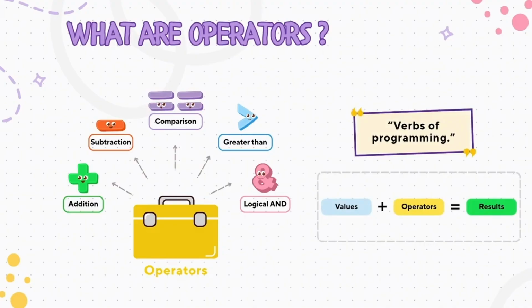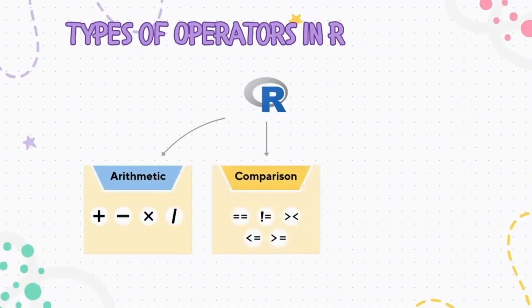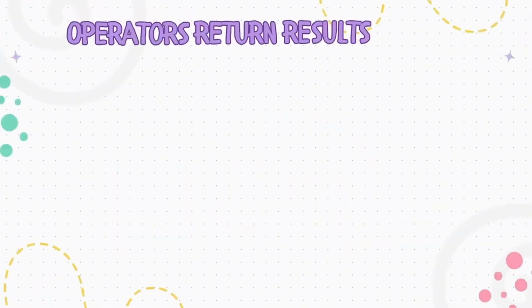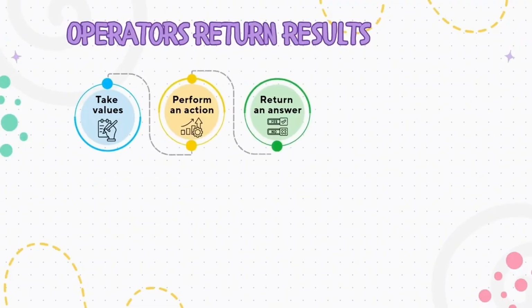Okay, now that we have a basic idea about what operators are, let's look into the types of operators in R. In R, operators mainly come in 3 groups: arithmetic operators, comparison operators, and logical operators. We'll learn about them one by one and then apply them to real data. Before we work with operators inside of our compiler, let's know that operators return results. Operators don't just sit there. They take values, they perform an action, and then they return an answer, often true or false values. Now this becomes important when we filter data and make decisions later.